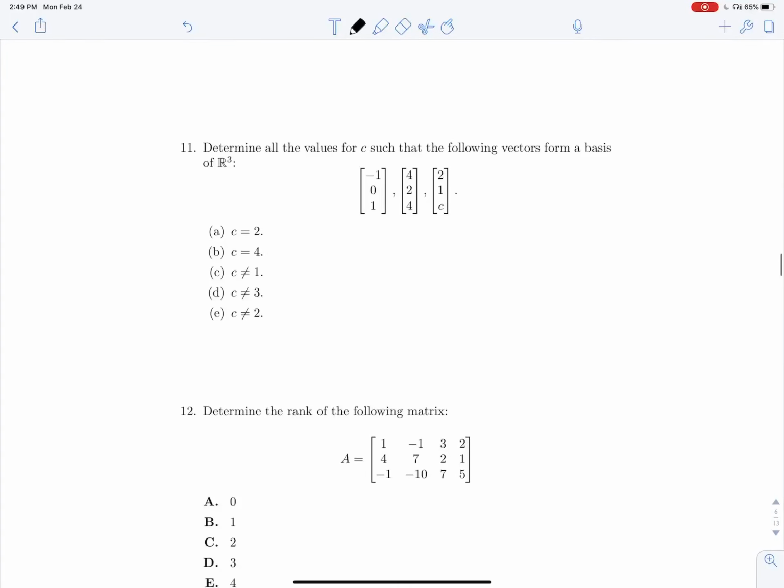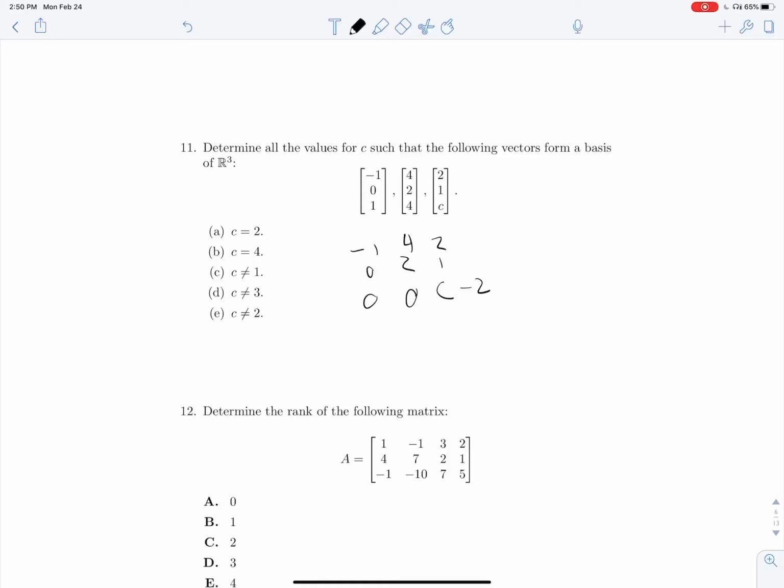Question 11, determine all the values for C such that the following vectors form a basis of R3. So if we have 3 pivots, we know that these 3 vectors are linearly independent, and since they form a 3x3 matrix together, we know that they will span R3. So -1, 0, 1, 4, 2, 4, 2, 1, C. Let's start messing with this. Let's add row 1 to row 3, 0, 8, C plus 2, and let's subtract 4 row 2's from row 3.